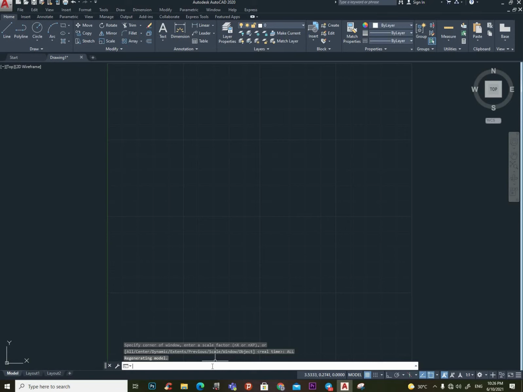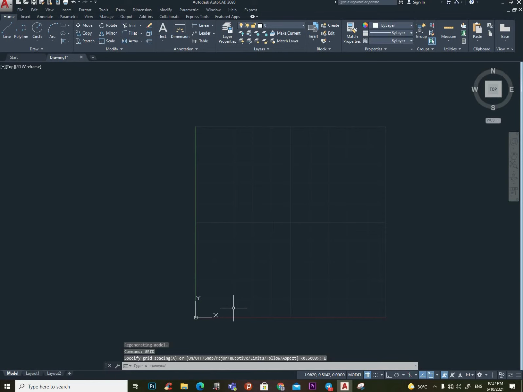For a clearer understanding, you can set the size of the grid as 1, because now the default size of the grid is equal to 0.5. Now you can type 1, so that you will understand each grid size is equal to 1. So when you count the grid, the number of grids on the x-axis is equal to 10, and for the y-axis it is also equal to 10.